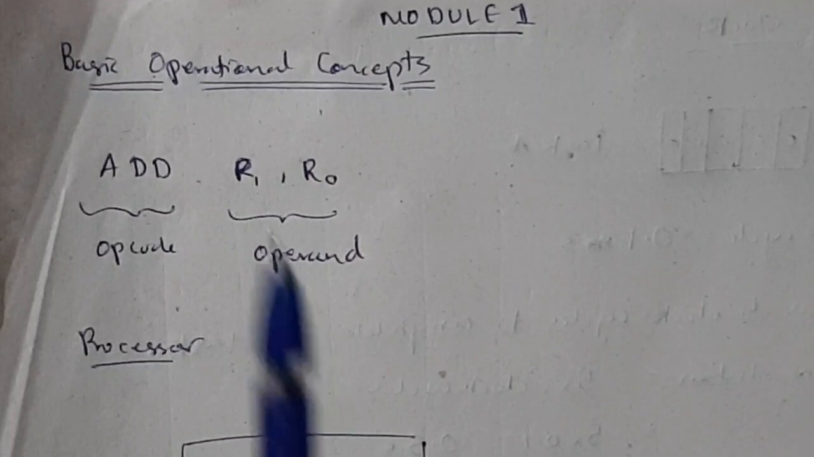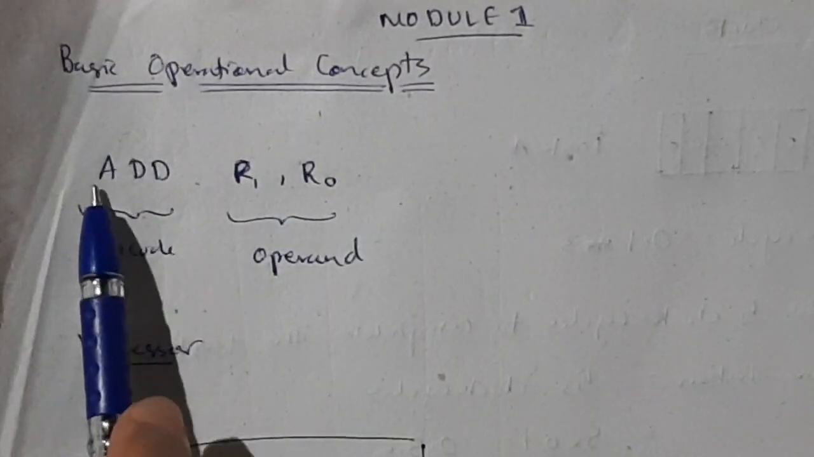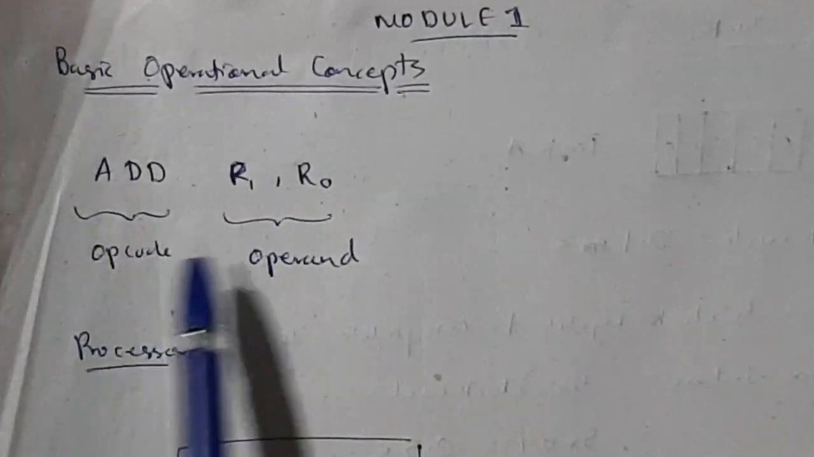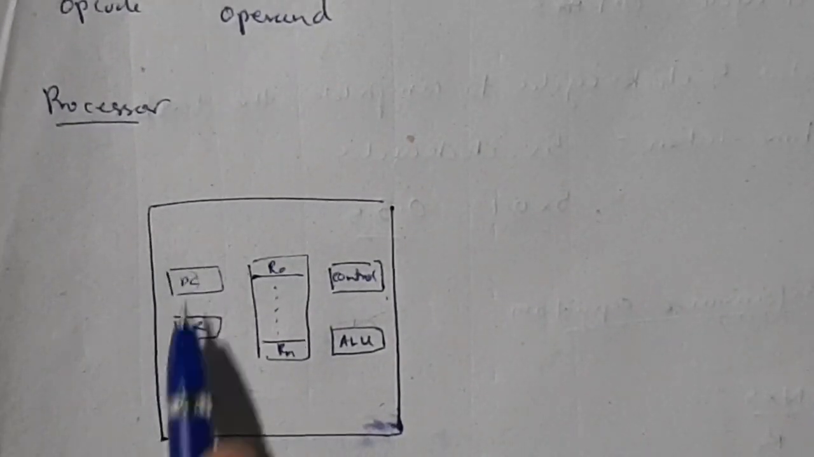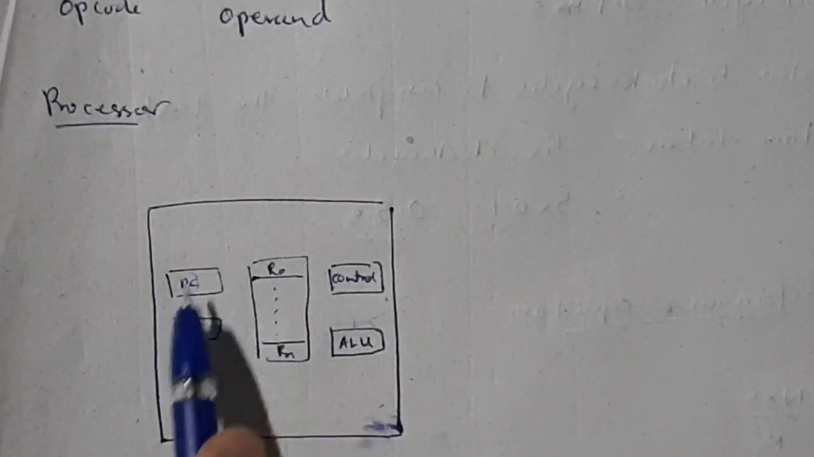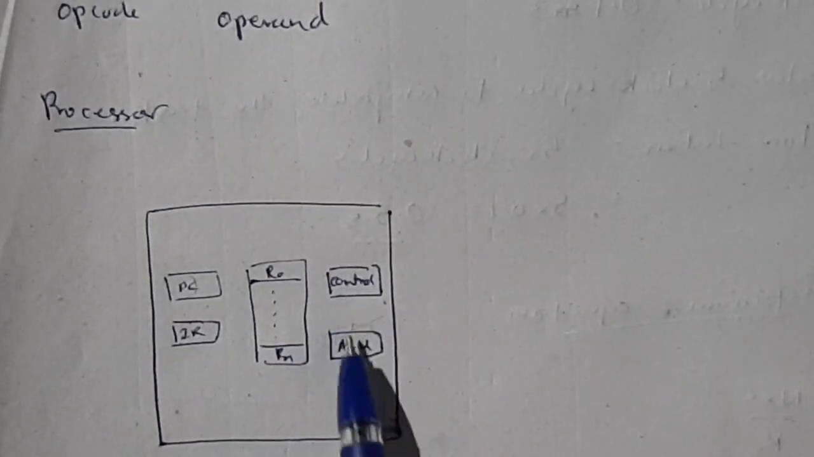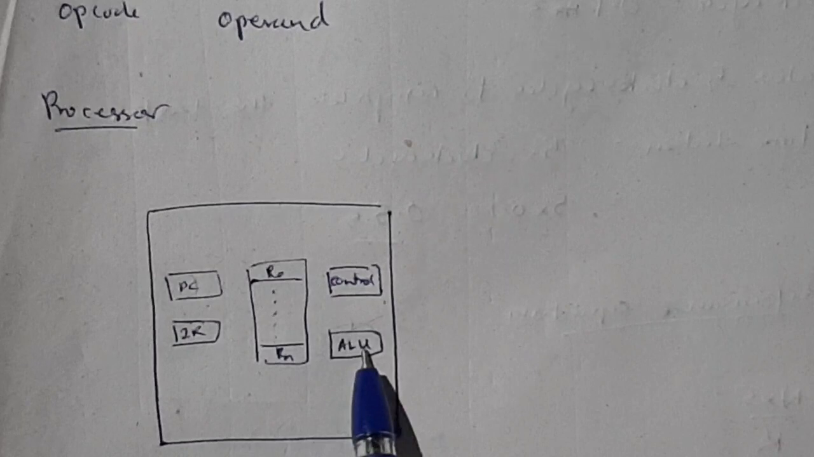The first topic in module 1 is basic operational concepts. Here you have to know if the instruction is to add two numbers or two registers, you will have this opcode and you will have these operands. The processor has 5 parts. These are for storing the registers, these are for storing the instructions. This will store the data and this will have the control signals, and the instructions will be performed in the ALU.